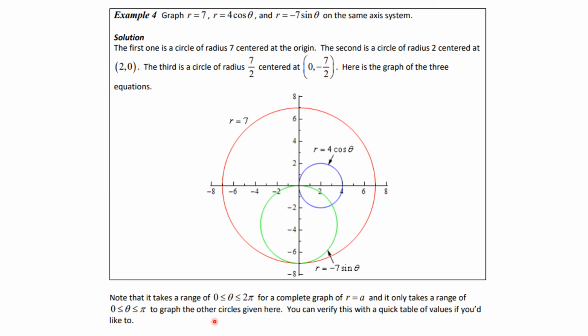Now note it takes the range of 0 to 2 pi for a complete graph of r equals a, and it only takes a range of 0 to pi to graph the other circles given here. And you can verify that if you want with a table of values.